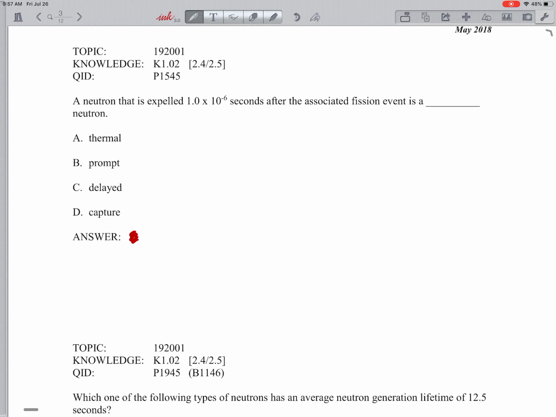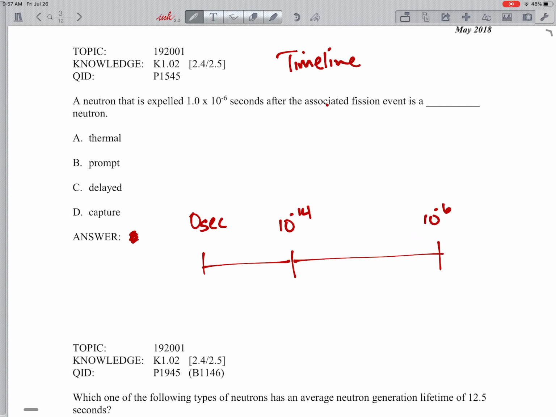All right, here's another one. A neutron that is expelled 10 to the minus 6 seconds after the first fission event is a blank neutron. Here's another timeline question. What do we got? We got 0 seconds, 10 to the minus 14, 10 to the minus 6, 10 to the 0, 1 second. So we're at 10 to the minus 6. We're right here.